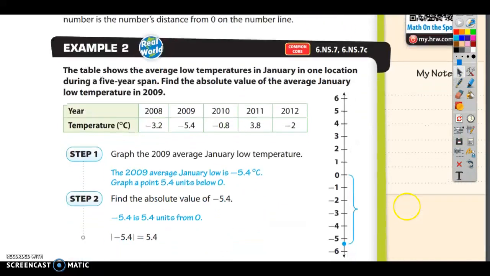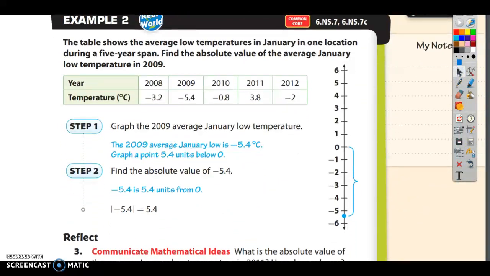Example 2. The table shows the average low temperatures in January in one location during a 5-year span. Find the absolute value of the average January low temperature in 2009. So here's the information we're looking at, and the average low temperature is negative 5.4. So I want to point out to you why the answer is not negative 5.4. Look down here at the bottom. The answer is 5.4. Because we're talking about a distance.